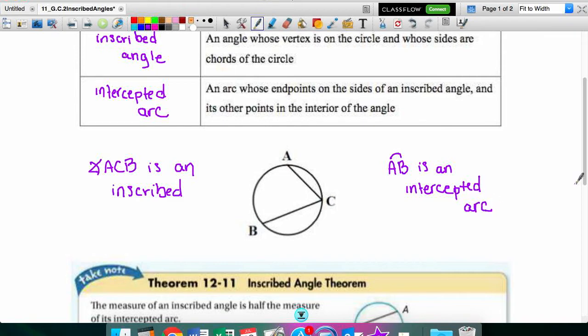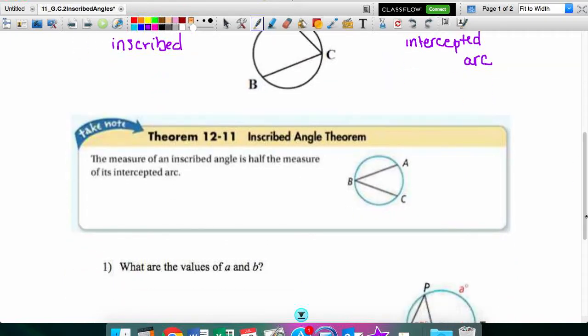So let's talk about the relationship between the intercepted arc and the inscribed angle. Our theorem states that the measure of an inscribed angle will be half of the measure of the intercepted arc. So in our diagram, the measure of angle ABC is equal to 1/2 of the measure of arc AC, the intercepted arc that it creates. We can think of this as the angle is equal to half of the arc.